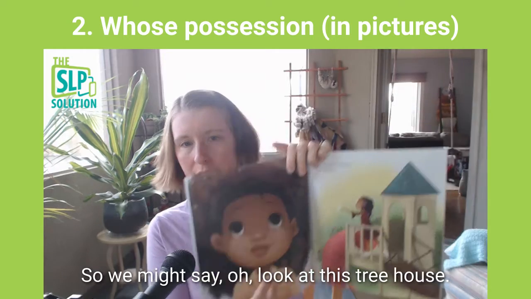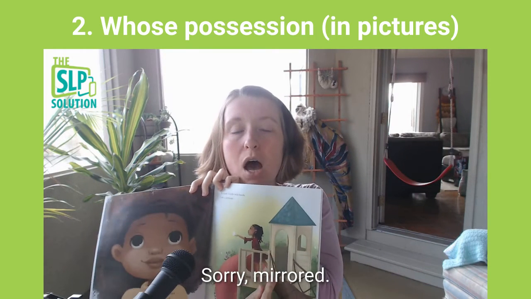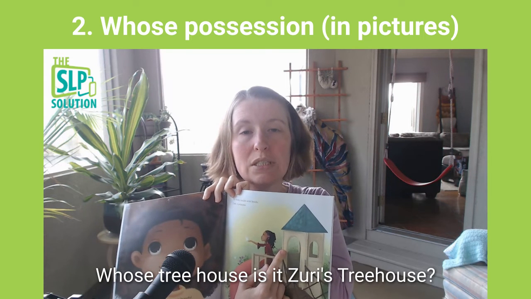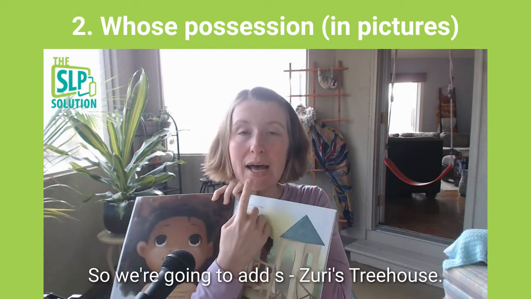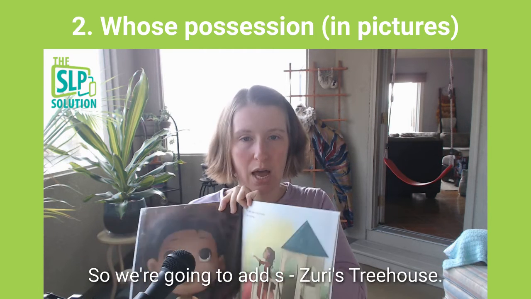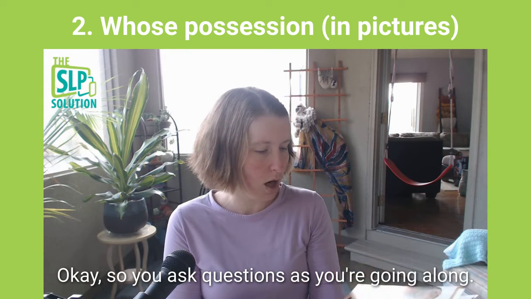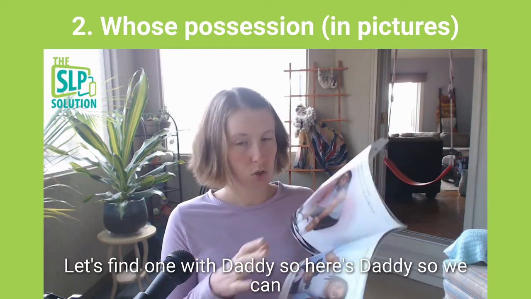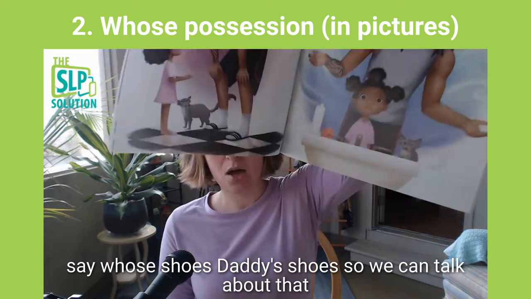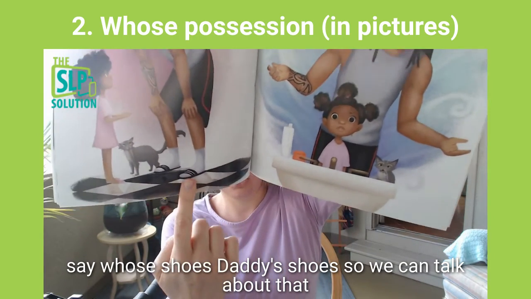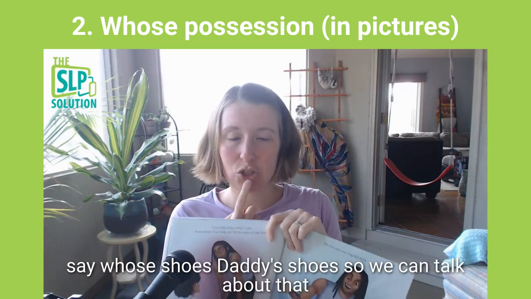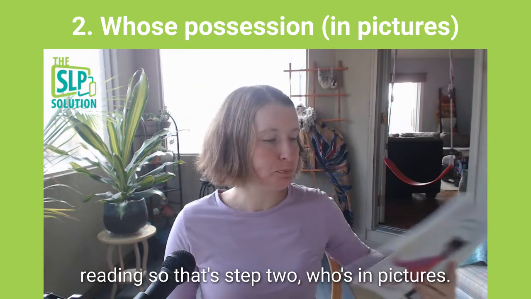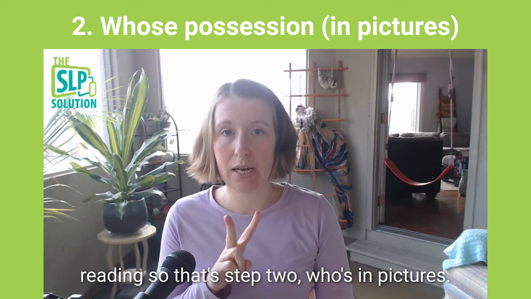So we might say, oh, look at this treehouse. Sorry, it's mirrored. Look at this treehouse. Whose treehouse is it? Zuri's. Zuri's treehouse. It's her treehouse, so we're going to add Z. Zuri's treehouse. Okay, so you ask questions as you're going along. Let's find one with Daddy. So here's Daddy. So we can say, whose shoes? Whose shoes? Daddy's shoes. So we can talk about that possessive S as we're asking questions about the story that we're reading. So that's step 2, whose in pictures.